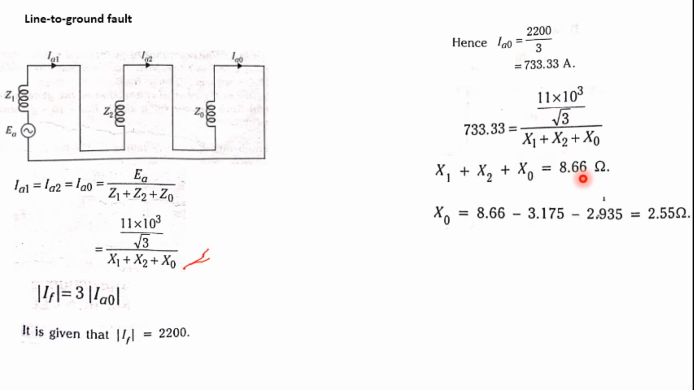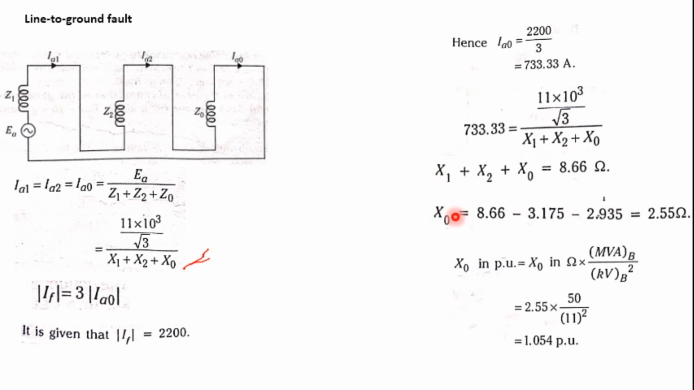We already know the values of x1 and x2, because from the three phase fault and the line to line fault we already got them. Substitute that, and from that we can calculate the x0 value. Convert these values in terms of per unit. So we will get 1.054 per unit.